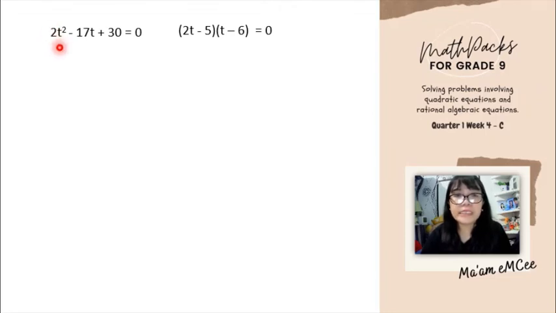So c is the product and b is our sum. But since a is not equal to 1, I will be introducing to you another method to solve this kind of equations wherein your a is not equal to 1. That method is called the AC method. AC is basically just A times C. So we need the product of your A and your C. Your A is equal to 2 and your C is equal to 30. So your AC is equal to 2 times 30, which is equal to 60.